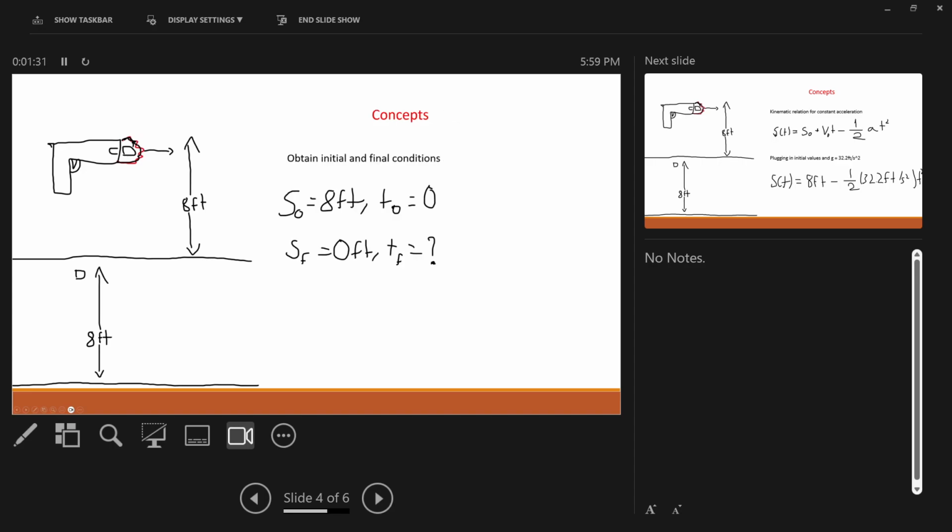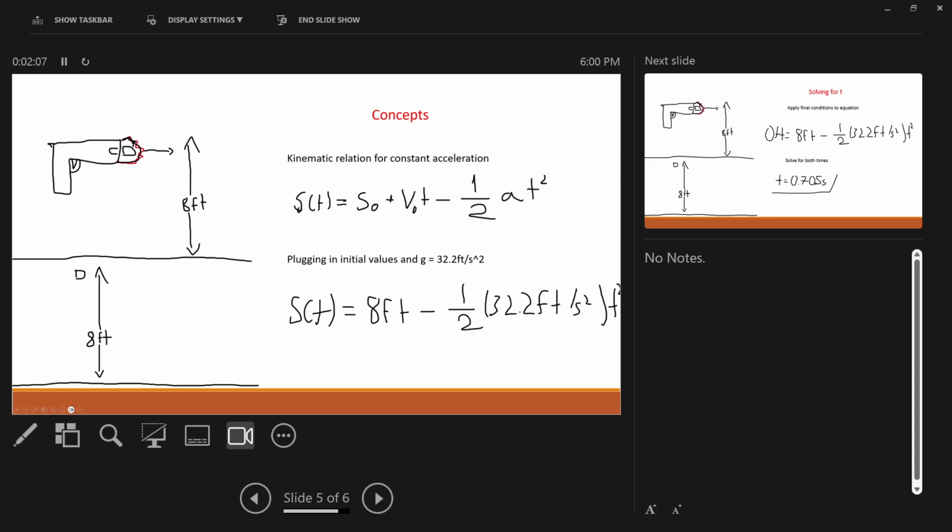Here are the initial and final conditions to this concept. Starting off, we can see that the height is 8 feet, so its initial position here will be 8 feet. And at the initial position, the time is also 0. We are looking for when both of these bullets will be hitting the ground, so that means that the final condition will be 0 feet for its final position. And here we are looking for the final time.